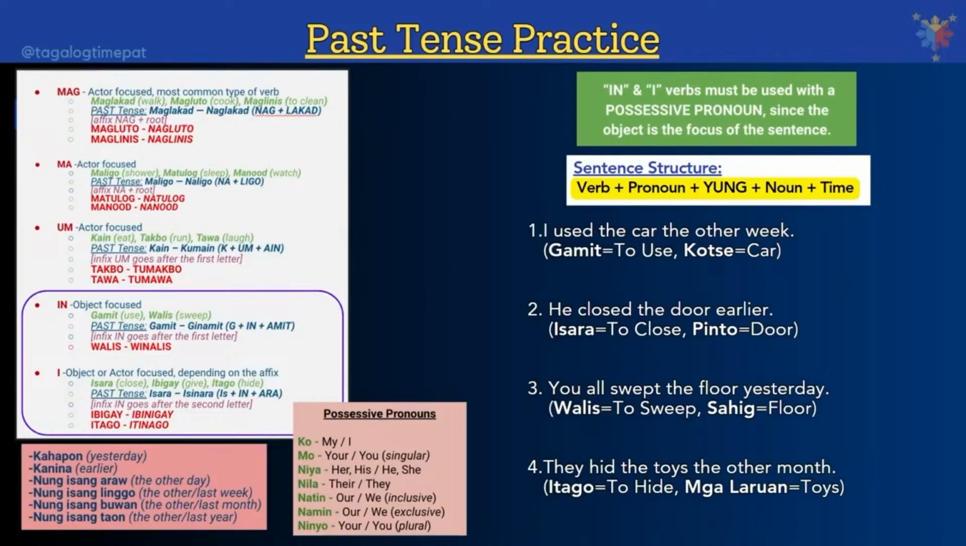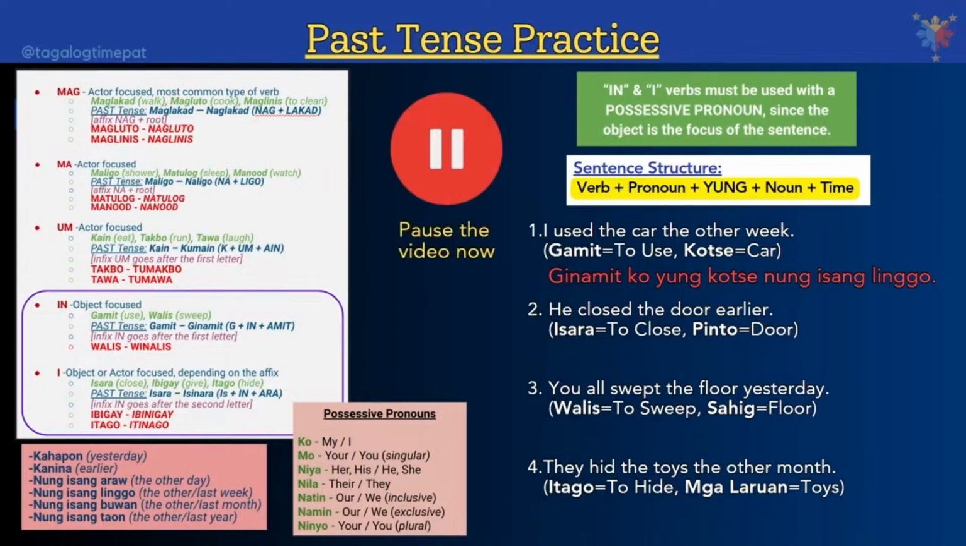So the sentence structure is verb plus pronoun. So it would be ginamit. That is the past tense conjugation of gamit. Remember, for in verbs, the infix in goes after the first letter. So ginamit. Then it's the pronoun ko, which is the possessive pronoun I. Then it's the word yung, which means the. Coche nung isang linggo. So, ginamit ko yung kotse nung isang linggo. I used the car the other week.